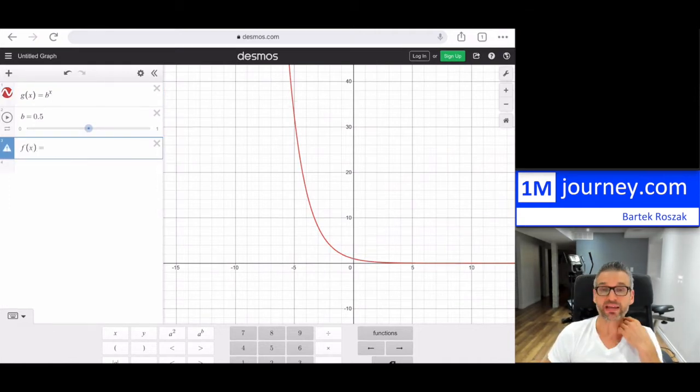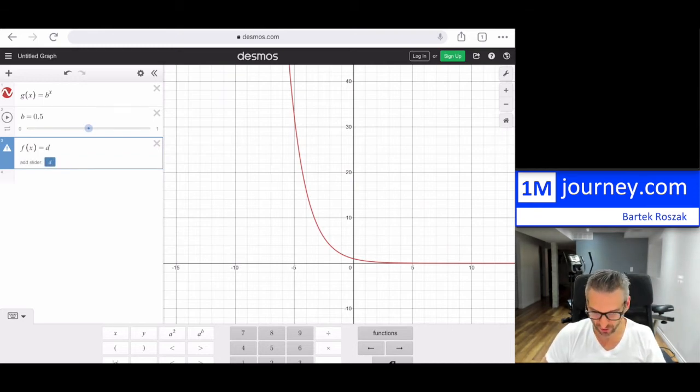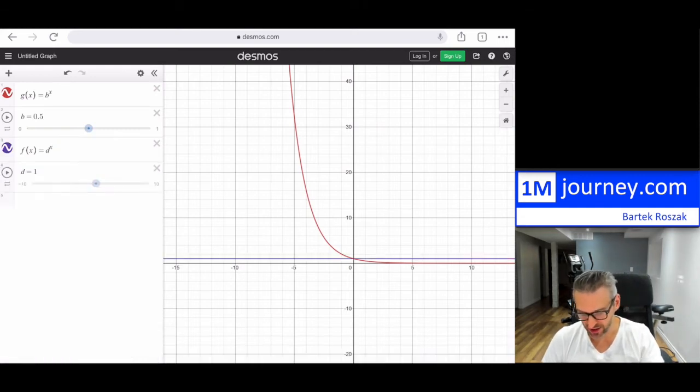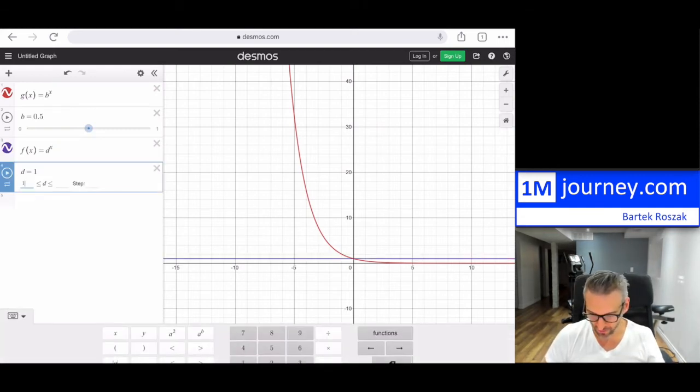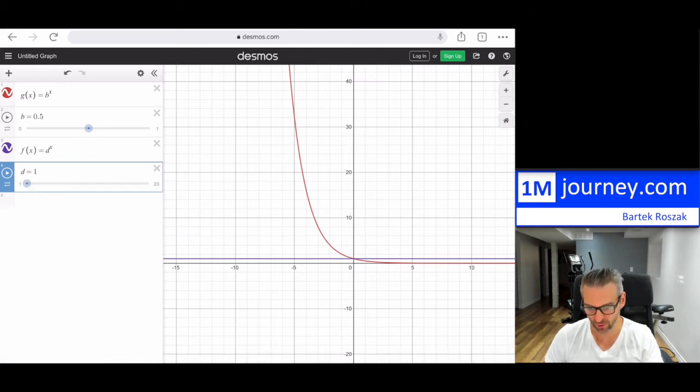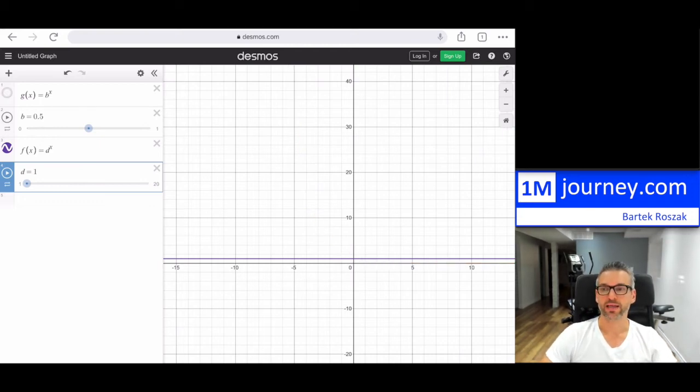Now, I've already used b, and I want to keep this b in here. But I want to call it something different. Let's call it d, and raise it to the x. Then I'll put a slider, and I want this between 1, or any number above 1. Let's go as far as 20. I think you'll get the point. It will work for anything else. So let me zero off what we had when it was between 0 and 1.